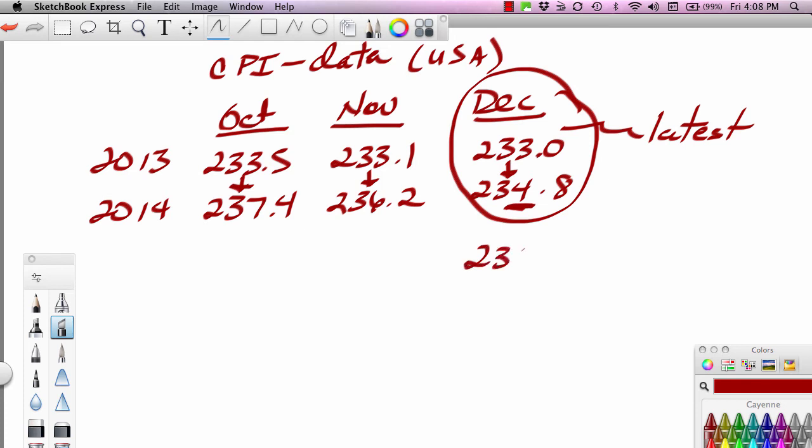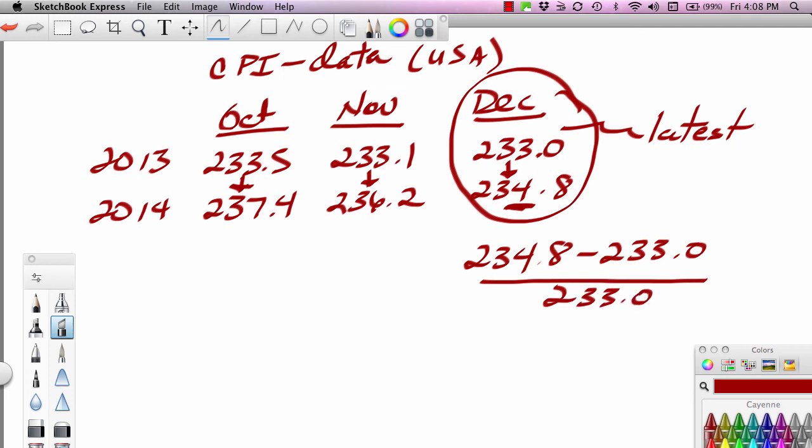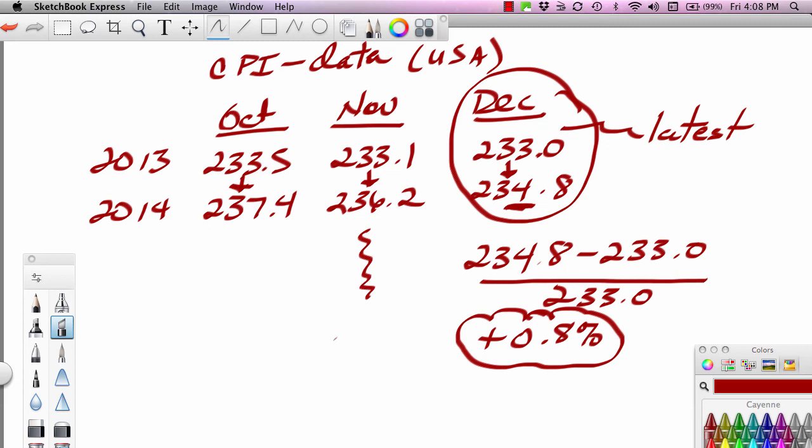Take 234.8, subtract 233, and then divide by what? Divide by 233. And if you actually do that calculation, I get plus 0.8%, which is a very, very low inflation rate. That's less than 1%. If we do the same process here, we get plus 1.3%.